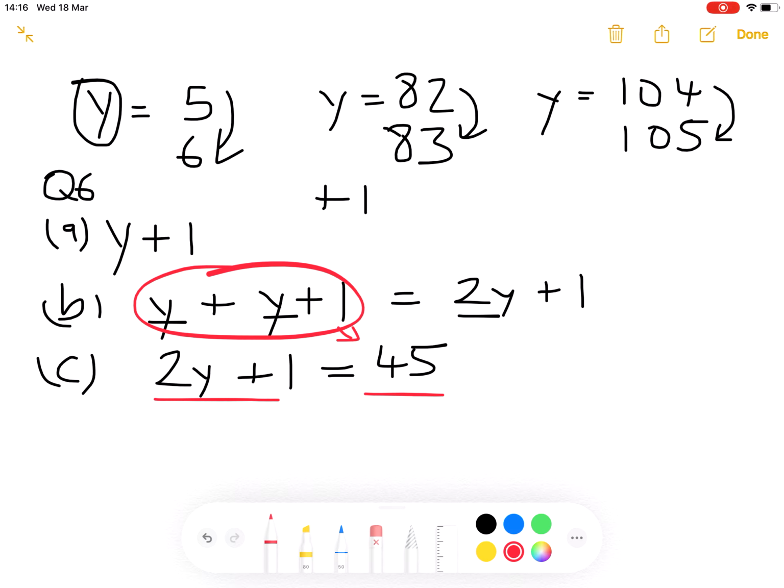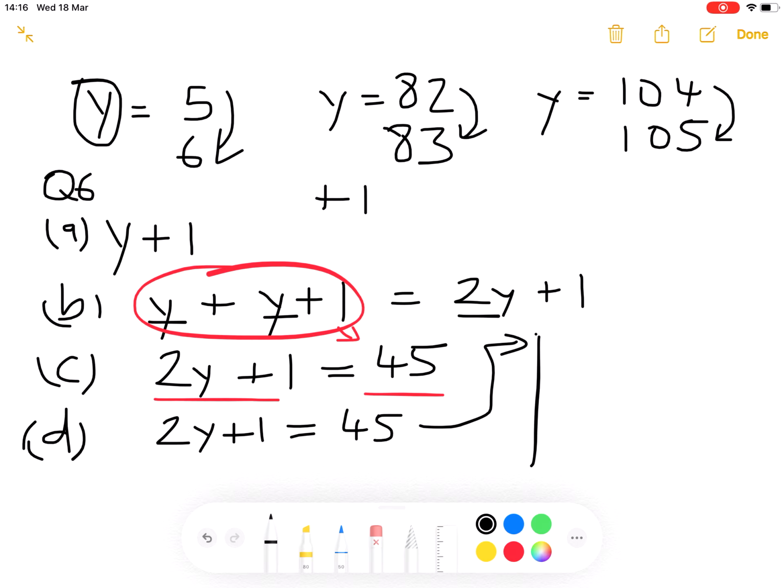And then finally, part D asks to solve it, to figure out what y is. Okay? So all I got to do is go and put my 2y plus 1 is equal to 45. And I'm going to solve that. I'm going to come over here because I've got a little bit more space here, and I'm going to pop it into this box. Alright? So I've got 2y plus 1 is equal to 45. And then I just solve for y.